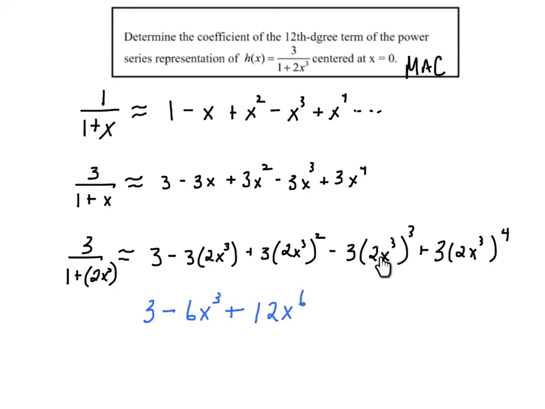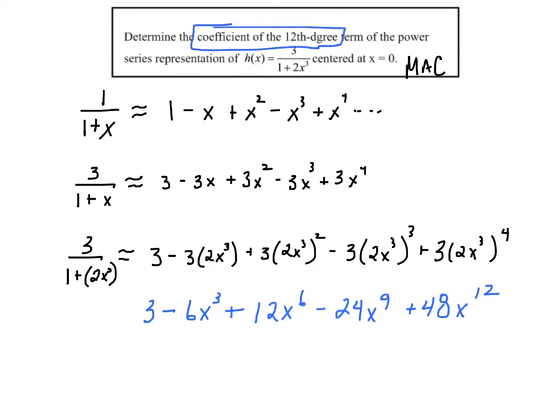Here we're going to have 2 cubed, so we're going to have 8, so it'll be minus 24x to the 9th. And here we're going to have 2 to the 4th, which is 16. 3 times 16 is 48x to the 12th. So we wanted to know the coefficient for the 12th degree term. It is 48. 48 is the coefficient for the x to the 12th term.